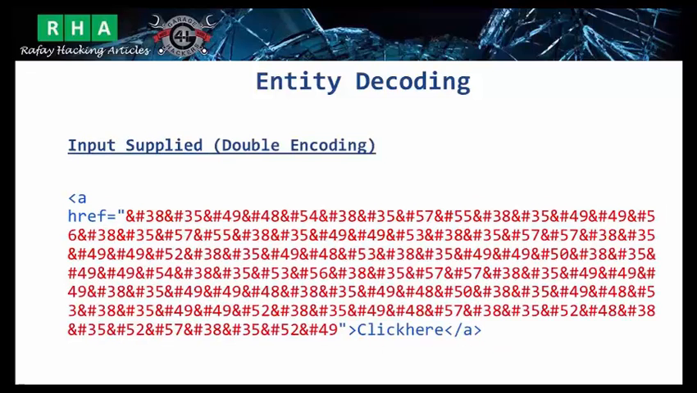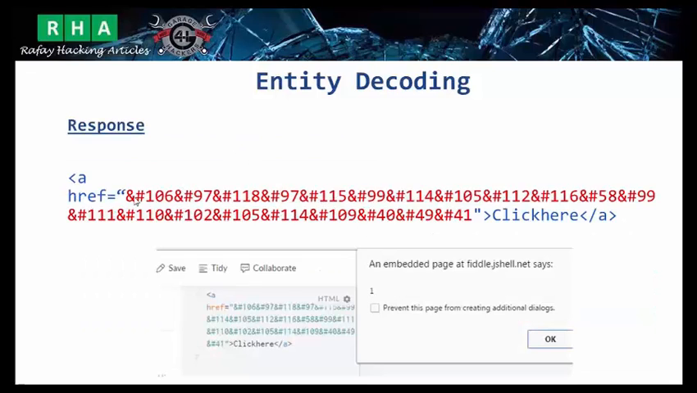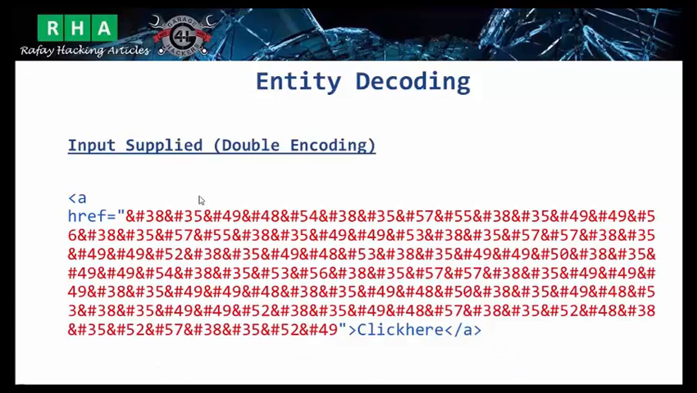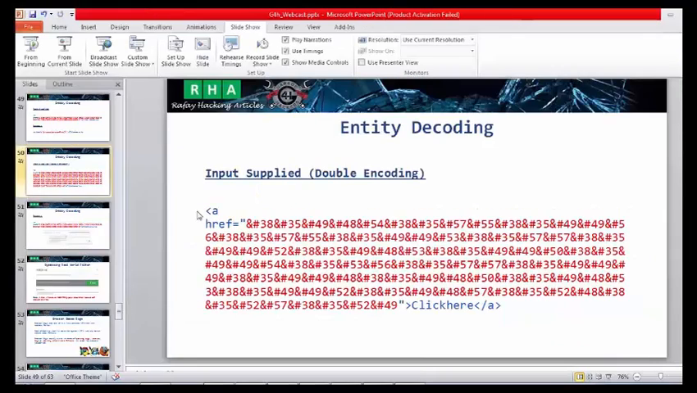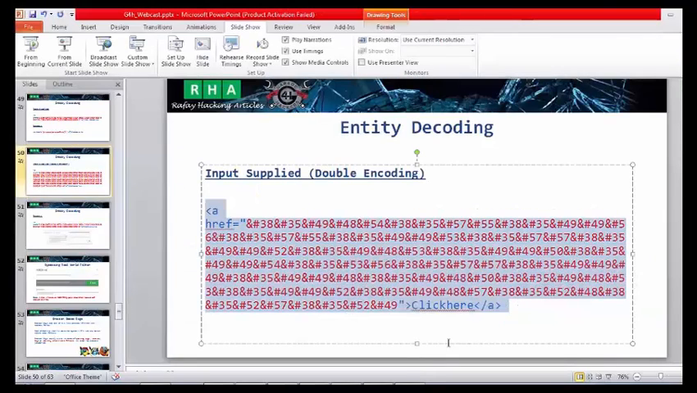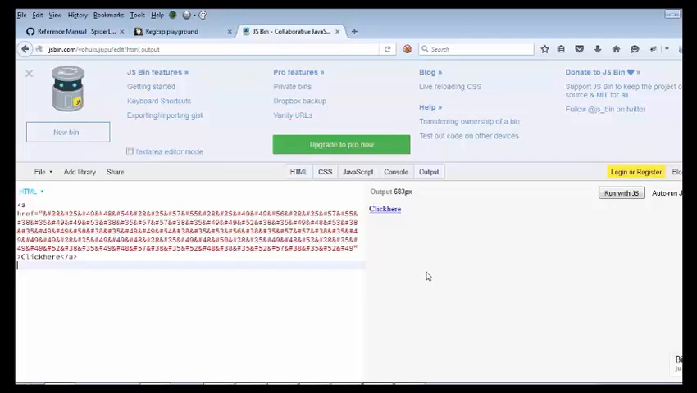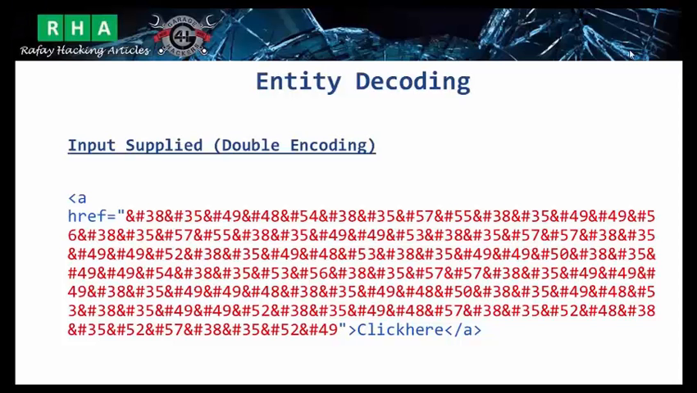So if we perform double encoding, the idea is that the filter would decode it once. So the filter has decoded it once. Now since this is not a valid payload, we can try executing this in JSBin, and as you can see, it would not execute, because this is not a valid standalone vector.